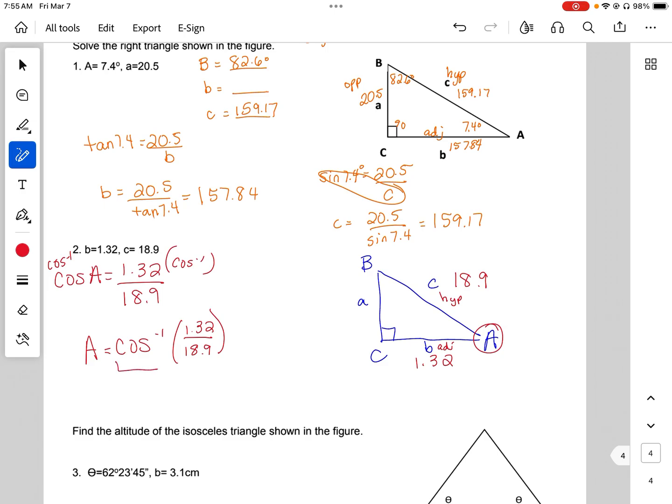Okay, we put this in, make sure it's in degree mode, and we're going to put this in inverse cosine 132 over 18.9, and then that equals 86 degrees. Make sure you're still in degree mode because we want to get our answer in degrees. Because it's 85.99, we're rounding.